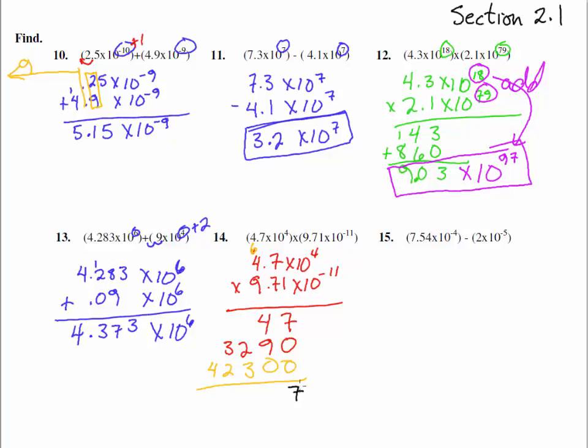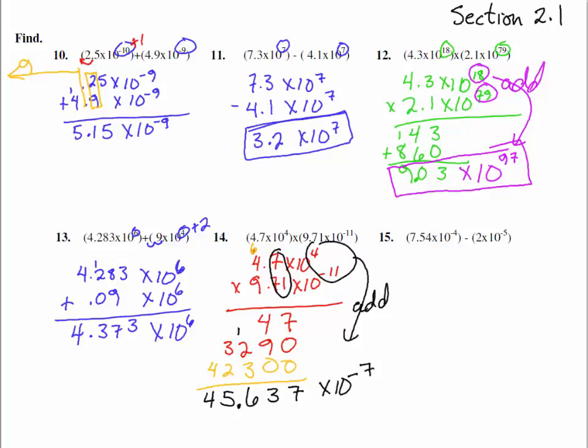7 here. 4 plus 9 is 13. Carry the 1. 2 plus 3 is 5 plus 1 is 6. 3 plus 2 is 5. 4. Now, where does that decimal go? Sheepers. We got 1, 2, 3 right here behind it. So we're 1, 2, 3. Right there. And times 10 to the, what do we do with those? We add them together. 4 and a negative 11 is a negative 7.